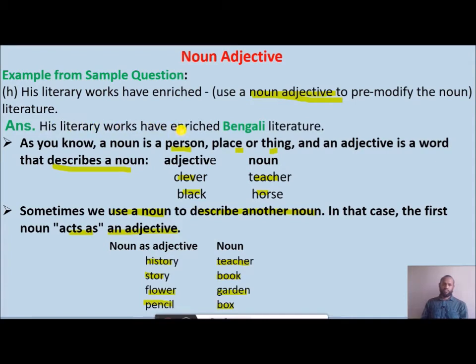His literary works have enriched Bengali literature. Here Bengali is a noun and it's telling something about literature. Okay, this is why Bengali is called a noun adjective. Hope it's clear to you.